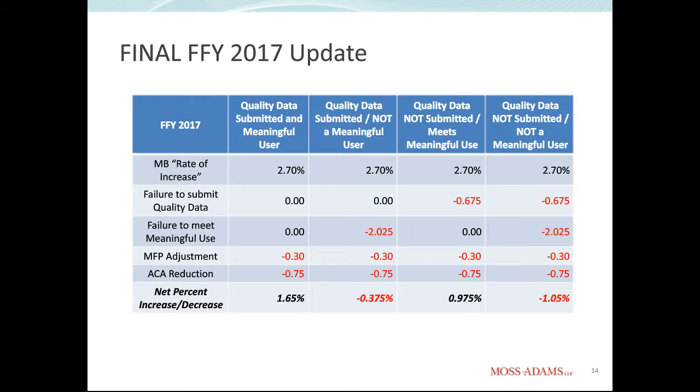If you are submitting neither, you have a reduction of 1.05%. That's a pretty big swing between fully participating and not participating at all. So it certainly is imperative for those folks who have their EHR systems up and running, they have their quality data in hand, to get that over to CMS so you are getting your full DRG-based payment rate.